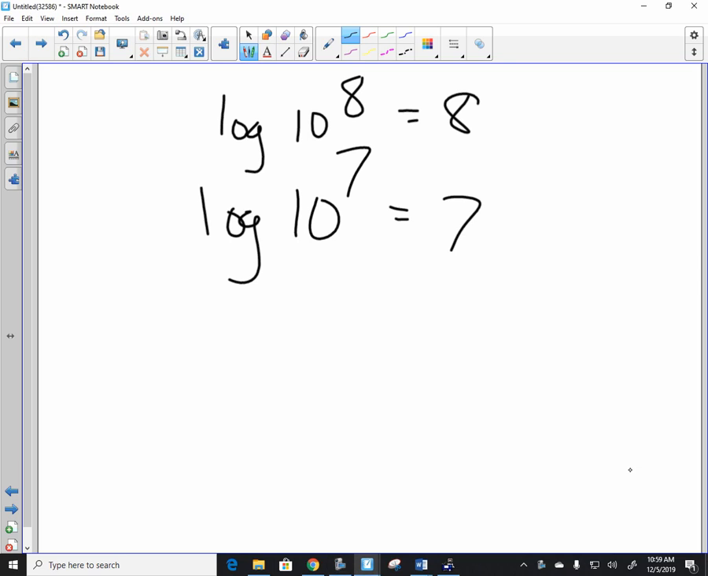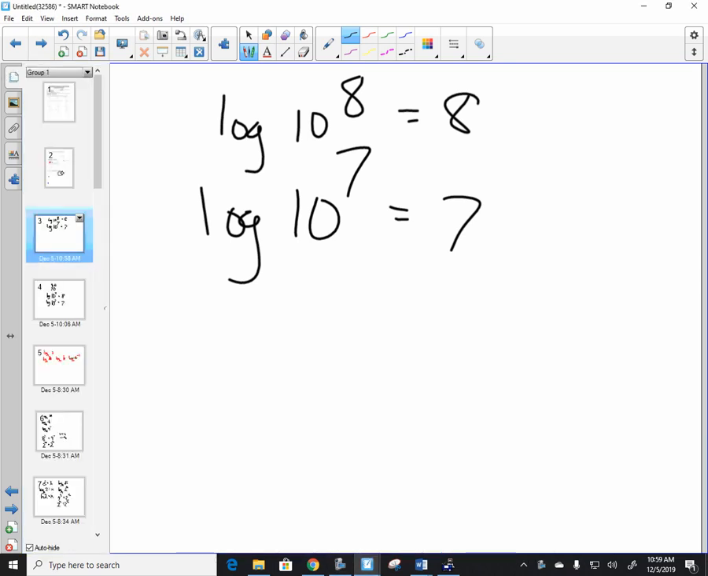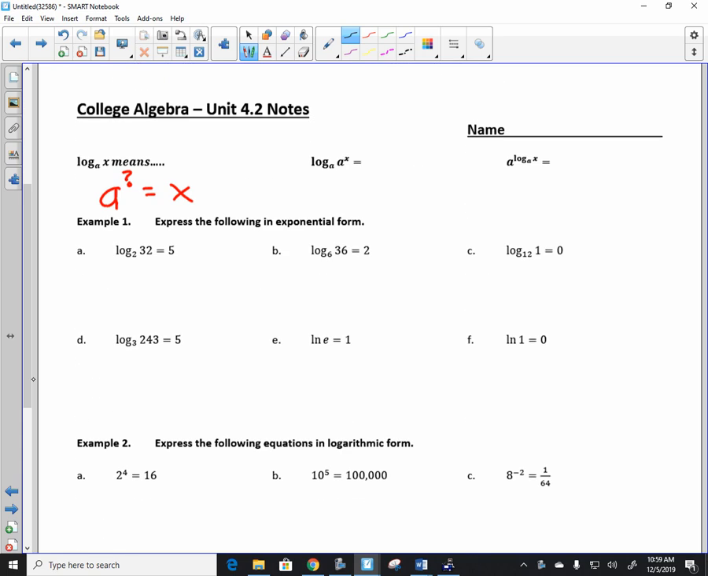Take out your notes. Here we go. We investigate this meaning of a logarithm. Logarithm base a of x means the following: base a to what power is equal to x? That's what we're trying to figure out.